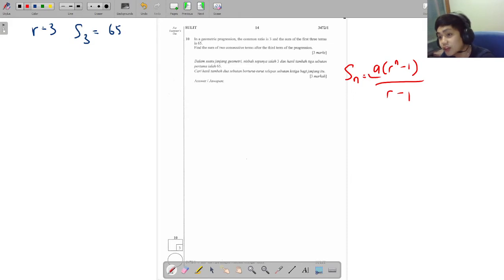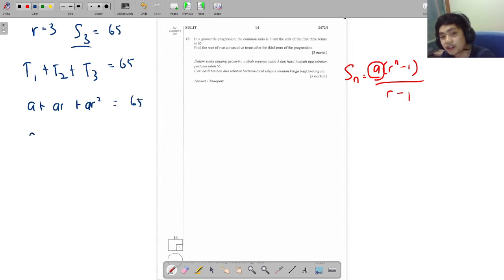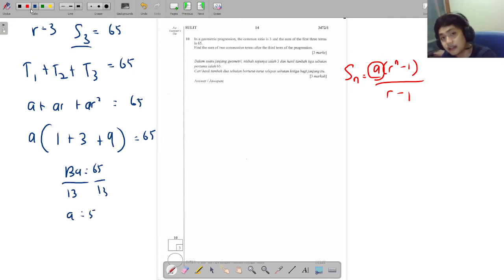You can use this, but a more efficient way sometimes is to break it down generally, where S3 can just be written as T1 plus T2 plus T3 equals 65, right? So from here, a plus ar plus ar squared equals 65. If you factorize the a, it'll be 1 plus r, which is 3, plus r squared, which is 9, equals 65. So in other words, this is 13a equals 65, and divide by 13 on both sides. So a is 5. I'm not saying that you can't use the other method, but I just find the one in blue a bit more efficient, because this is S3, a you don't know, r^n is 3 to the power of 3 minus 1 over 3 minus 1.